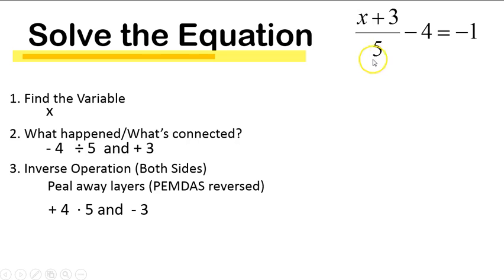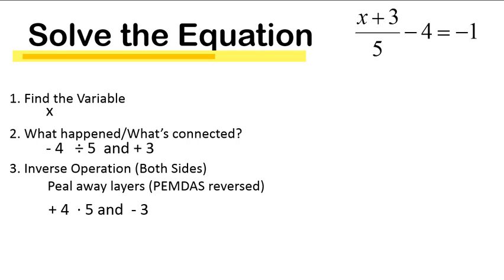Then I have this down here, this 5. Well, if I multiply that times 5, I will eliminate that 5. And then I have my plus 3 that's really closely connected to my variable. That'll be the last thing that I'm able to get rid of. If you think about it in terms of peeling away layers, it kind of makes sense to me.